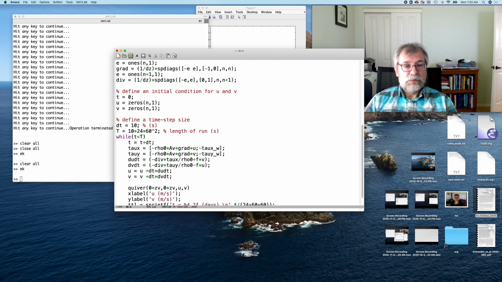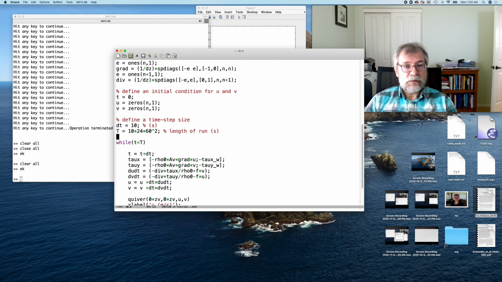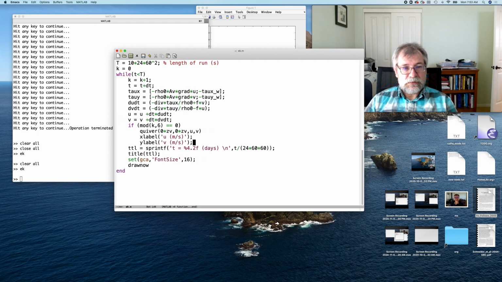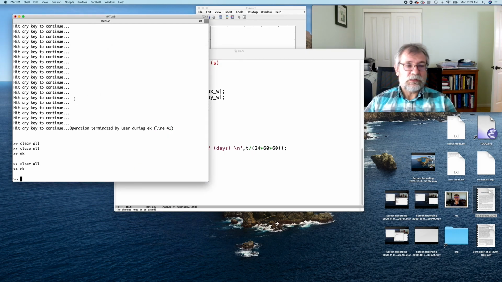Yeah. So let me add a counter here. K equals 0. K equals K plus 1. And then if mod K, 6 equals 0. In other words, if K is a multiple of 6, make the plot, otherwise don't bother. So we're just going to plot every 6 time steps so that the thing goes a little bit faster, because MATLAB is a bit slow to make the plots compared to doing the calculations. And we're doing this real time. Clear all, dk.